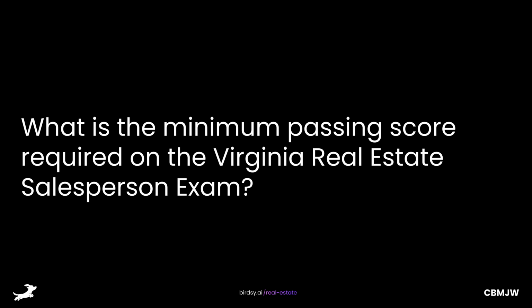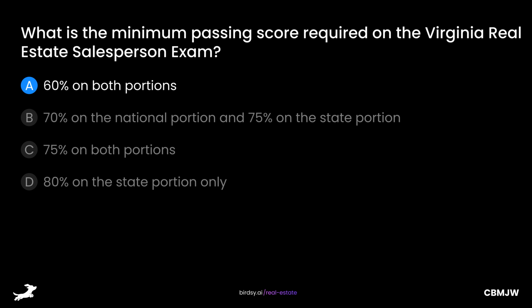What is the minimum passing score required on the Virginia Real Estate Salesperson exam? Is it A, 60% on both portions, B, 70% on the national portion and 75% on the state portion, C, 75% on both portions, or D, 80% on the state portion only? The answer is B, 70% on the national portion and 75% on the state portion.